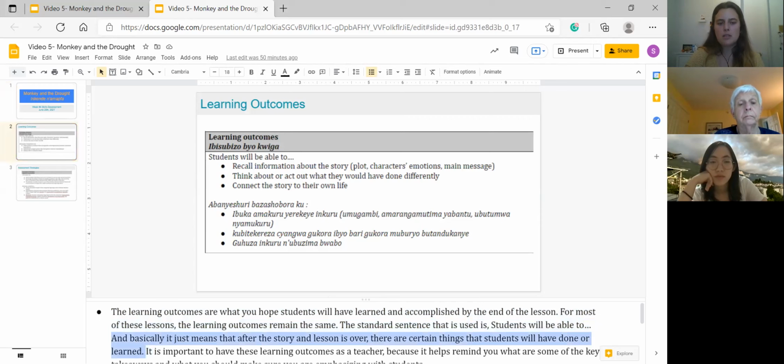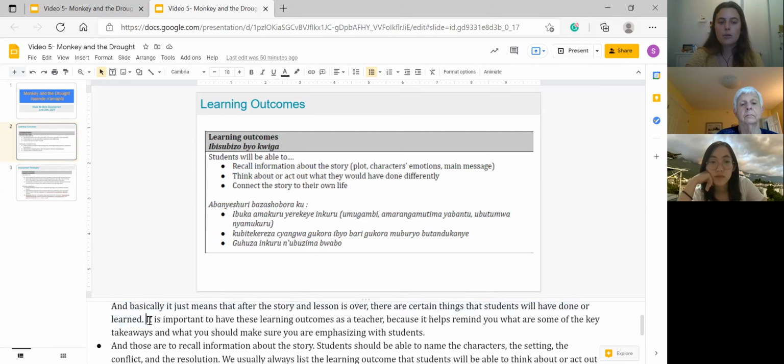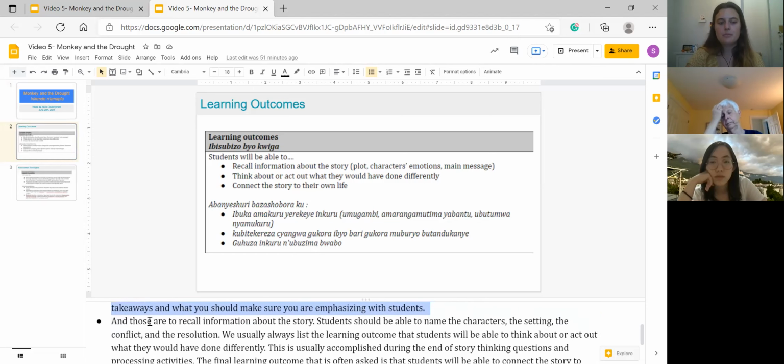Basically it just means that after the story and the lesson is over, there are certain things that students will have done or will have learned. And it is very important to have these learning outcomes as a teacher because it helps remind you what some of the key takeaways are and what you should make sure you are emphasizing with the students.